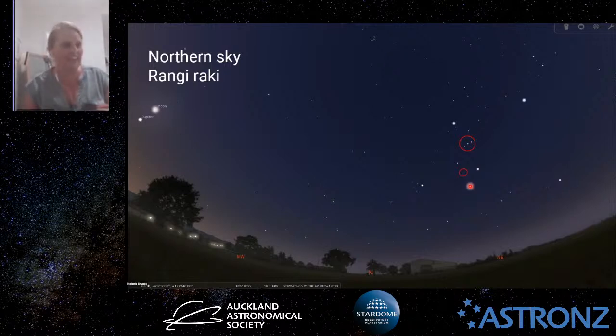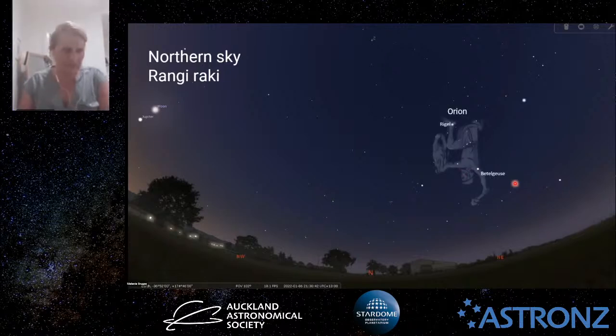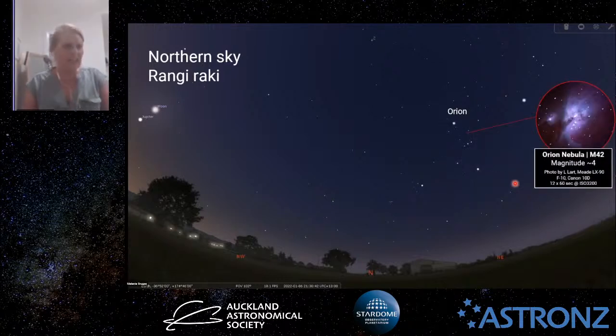There's Orion's head there. It's 1, 2, and there should be 3 dim stars really close to one another that mark Orion's head, and then his 2 shoulders there, Betelgeuse and Bellatrix, and Rigel, that blue giant star there that marks his heel or his foot. So we know we're in the right place for Orion. And Orion, of course, you're all familiar with the Orion Nebula M42, which is about magnitude 4 at the moment.